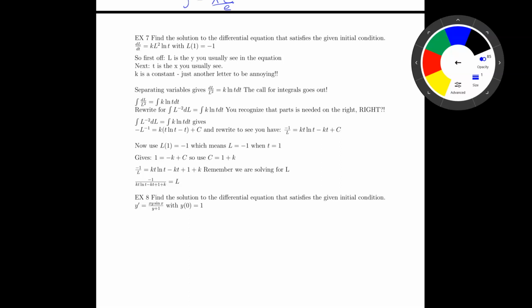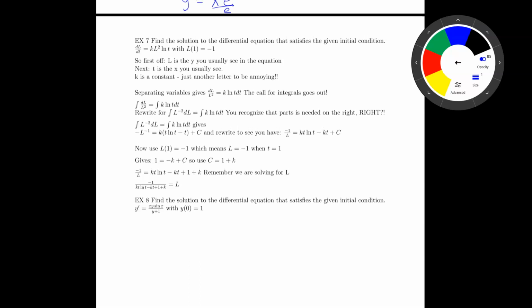Okay, so let's look at this. Oh my goodness, look at all of these different letters. Okay, so dL/dt is kL² ln t, and this is the initial condition. So L is like your y, right? T is like your x. And what's this little k thing? Just another constant. Yes, just to be annoying.